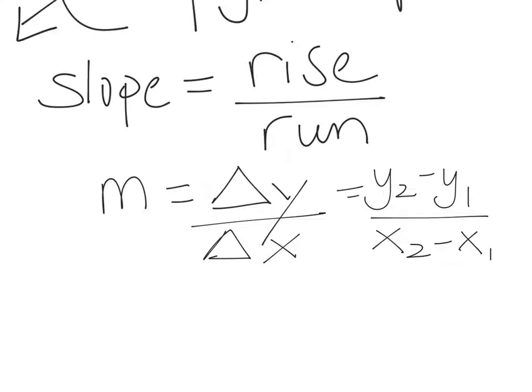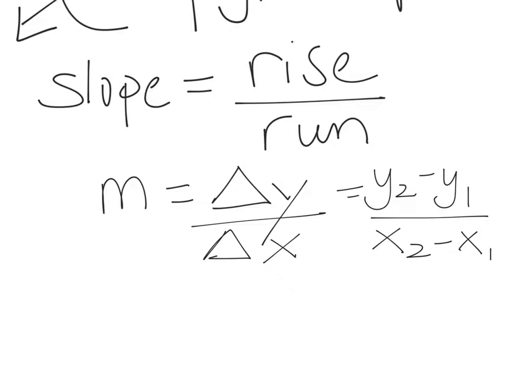Now, what happens if x2 and x1 are the same number? And what happens when we have 0 in the denominator? It's undefined. You get a slope that's undefined. Okay? So we could have 0 up top. That's fine. That would be our slope would be 0. But if we get 0 in the denominator, then the slope is undefined. There's no slope at all.